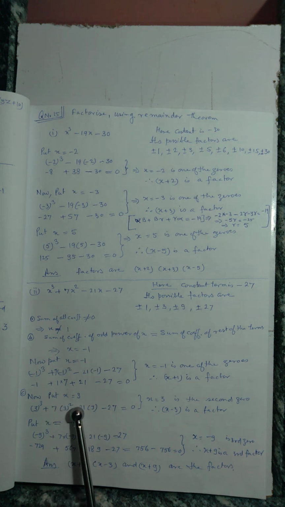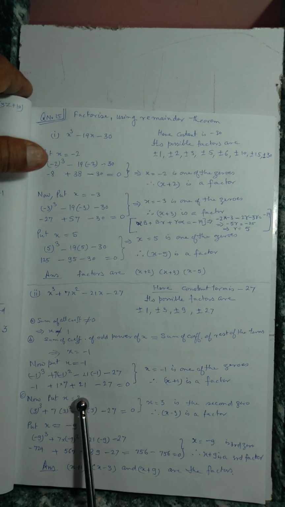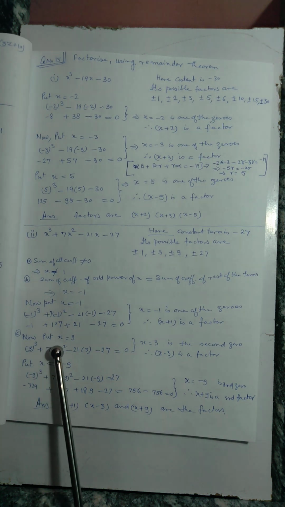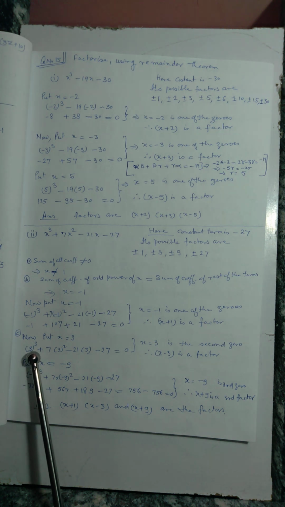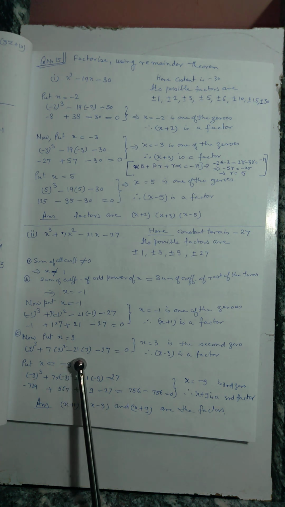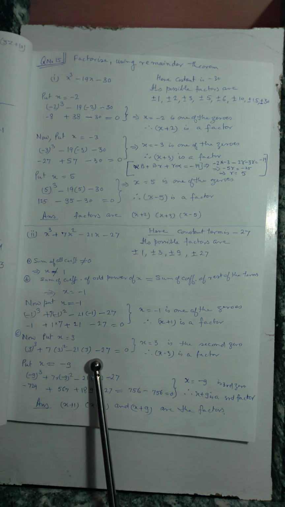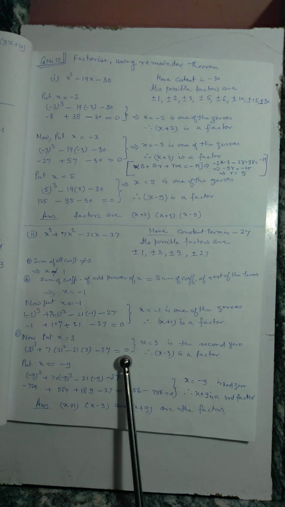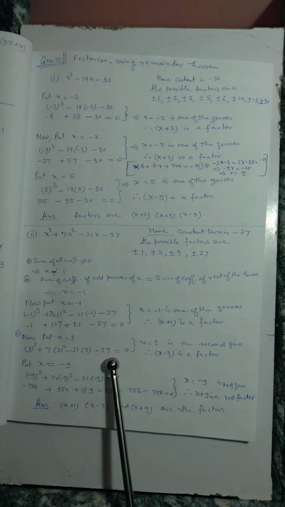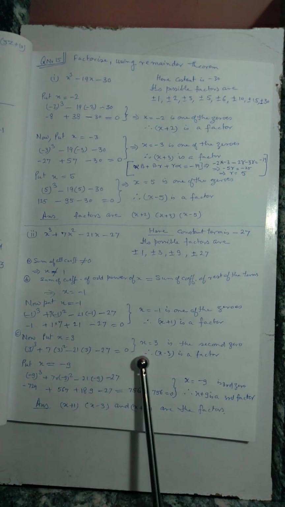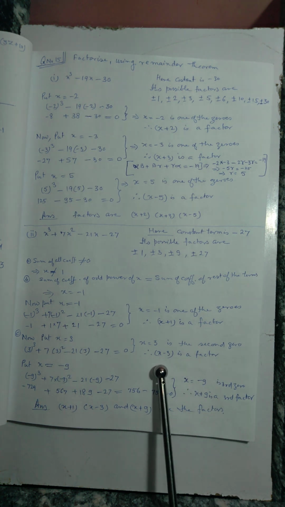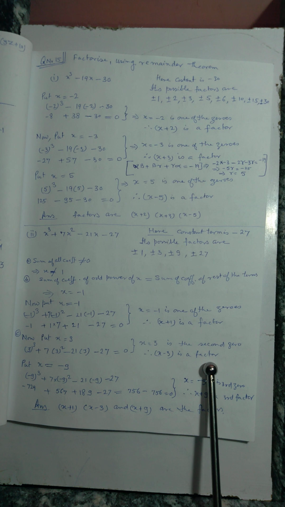Now put x is equal to 3. So 3 raised to power 3 plus 7 into 3 raised to power 2 minus 21 into 3 minus 27. And solve it, you will get equal to 0. Therefore, x is equal to 3 is the second zero of this polynomial. So x minus 3 is a factor.